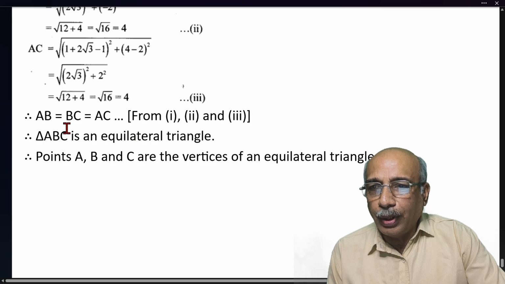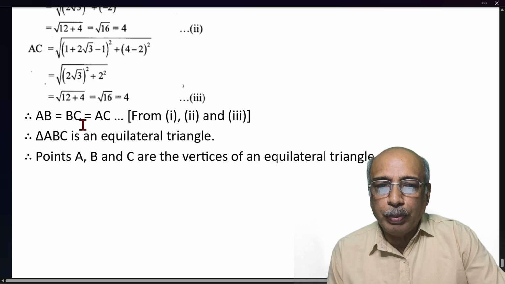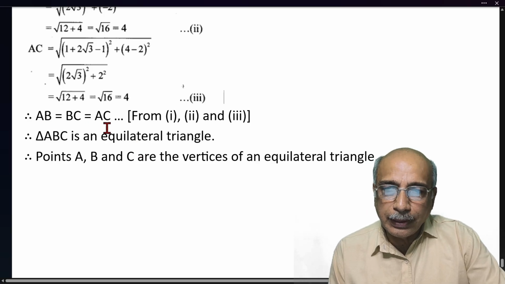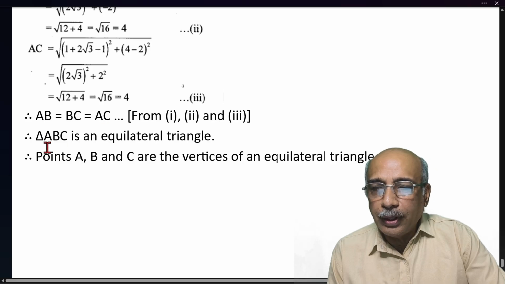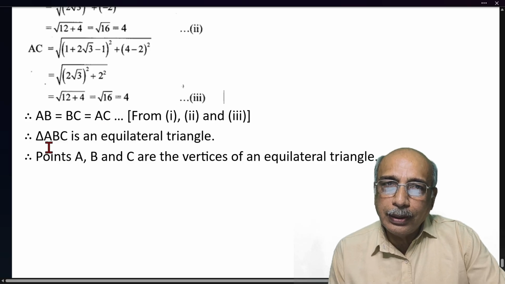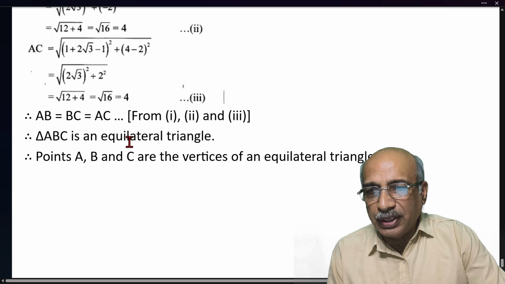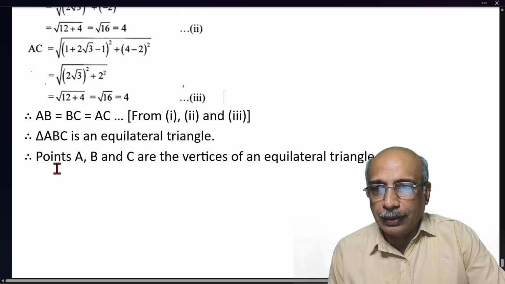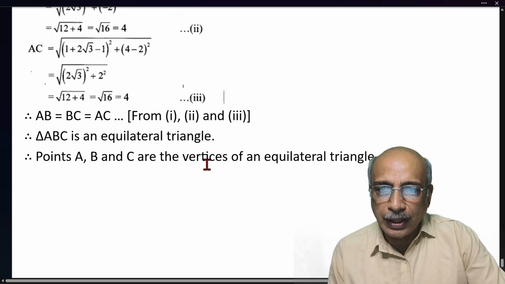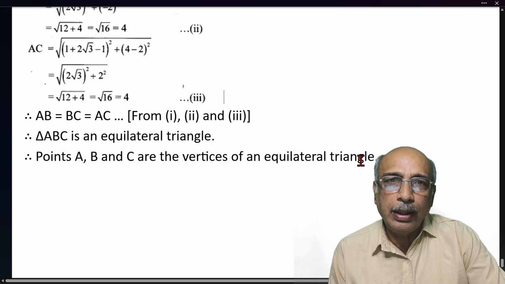From equation 1, 2 and 3, AB equals BC equals AC. Therefore, if all sides are equal, then we say the triangle is an equilateral triangle. Therefore, triangle ABC is an equilateral triangle. Therefore, points A, B and C are the vertices of an equilateral triangle.